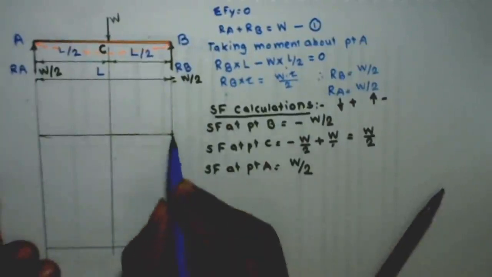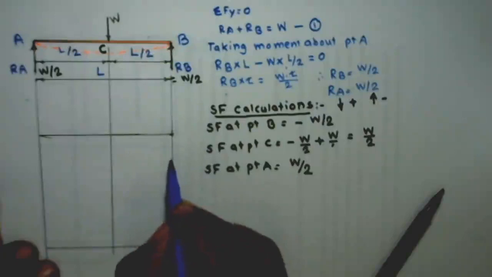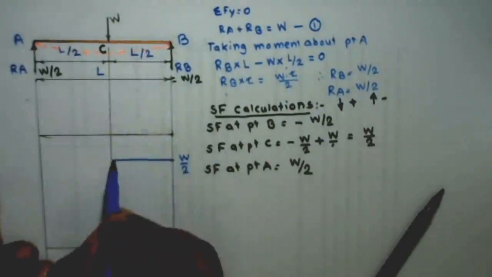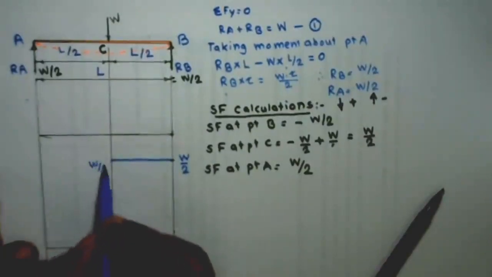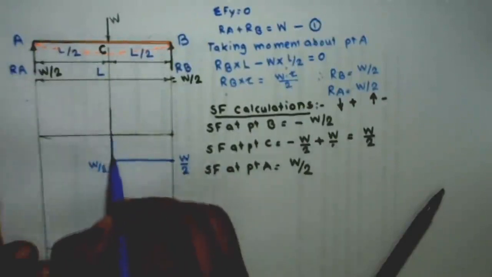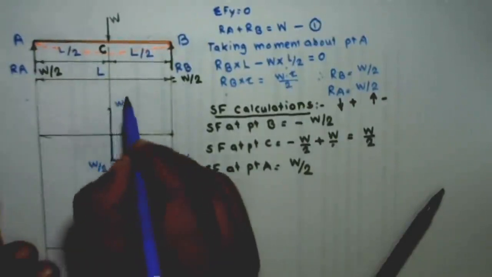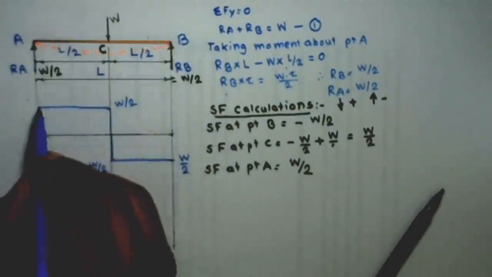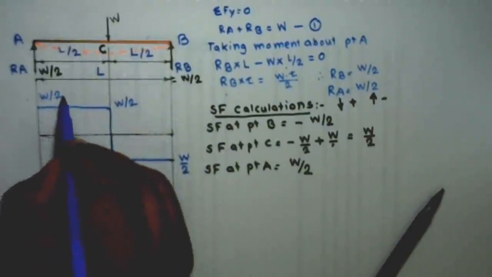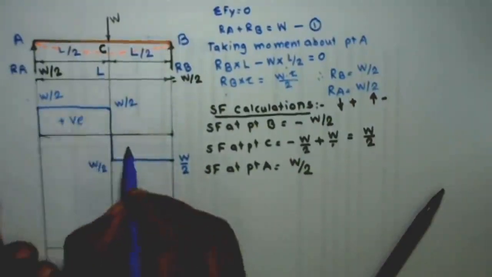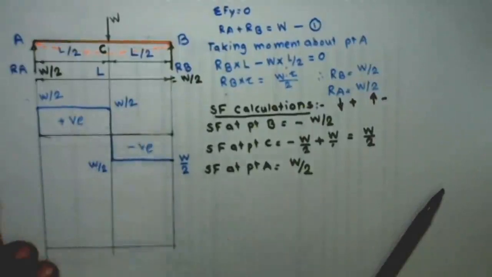Now we have to plot the shear force diagram. The shear force at point B is negative, so mark below the axis, that is W by 2. Between points B and C there is no load, so again it remains W by 2. At point C it becomes positive, so it goes to the upper side. Between points C and A again there is no load, so there is a horizontal line, again W by 2. So this is the positive shear force diagram and this is the negative shear force diagram.